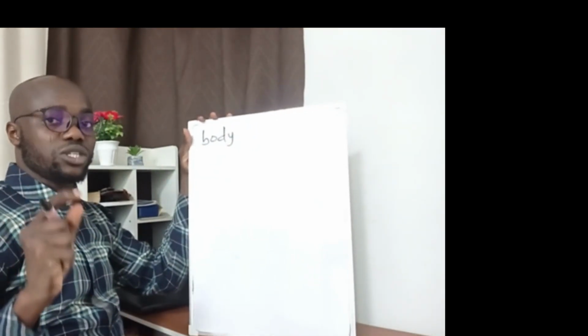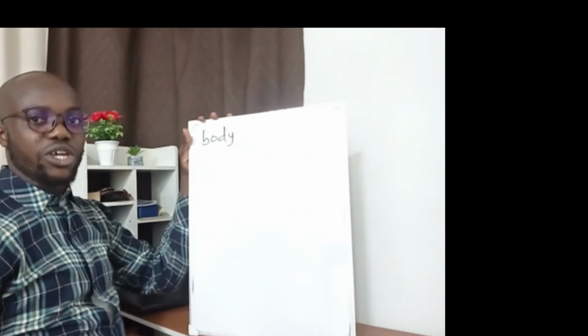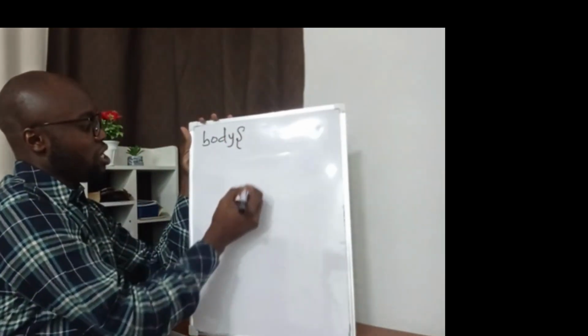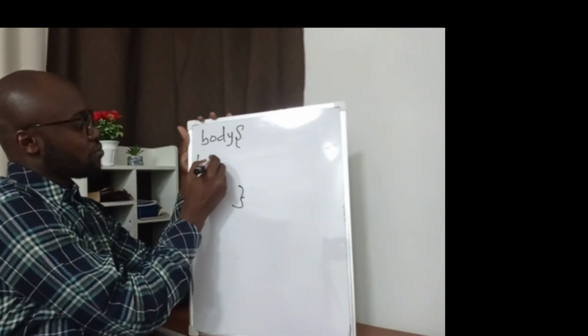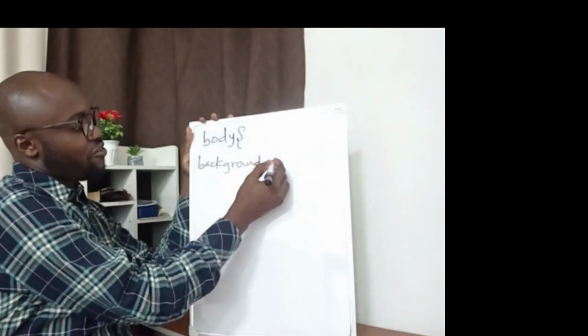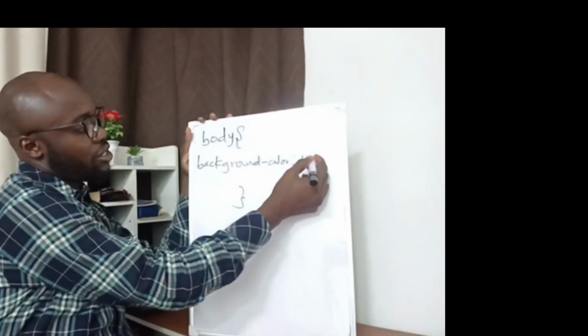You are the one who needs to know that whenever the question is talking about background, either background image or background color, then the selector is going to be body. So this is body, and you can choose your background, whatever it is. If it's background color, you write background-color, and you can write the color.